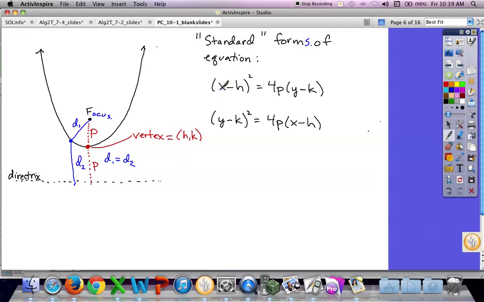So this one here is, notice, y to the first equals x squared. That is vertical; it either opens up or down. This one is x to the first equals y squared. That's going to be the horizontal; it's either to the right or to the left.